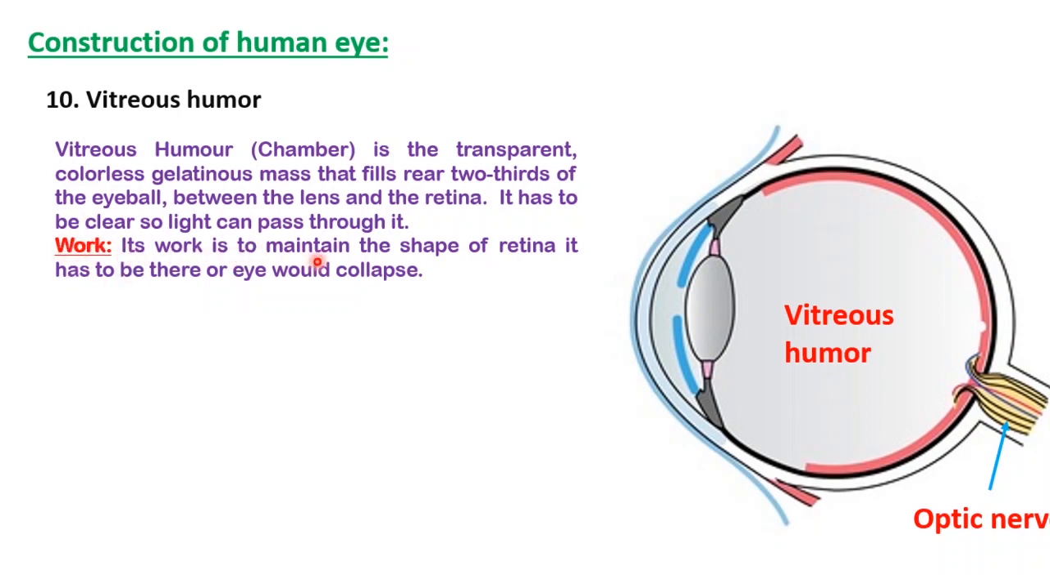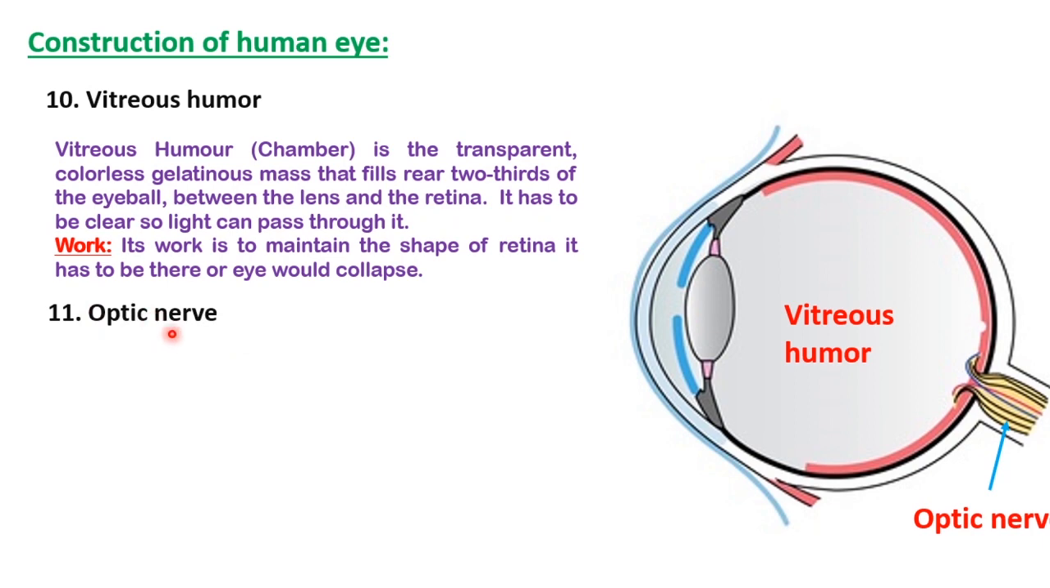Its work is to maintain the shape of the retina. The shape of the retina should be maintained so that the image can be formed at a particular place. Otherwise, if the shape of the retina is not proper, we cannot obtain any image, so we cannot see anything. So the vitreous humor maintains the shape of the retina. It has to be there because otherwise the retina will collapse, or be distorted.